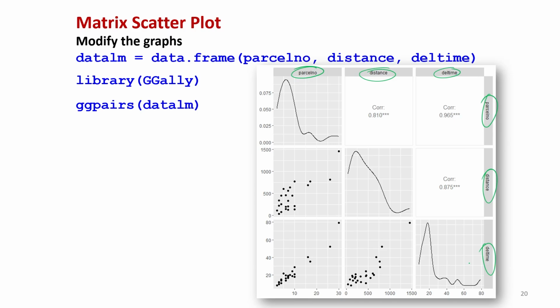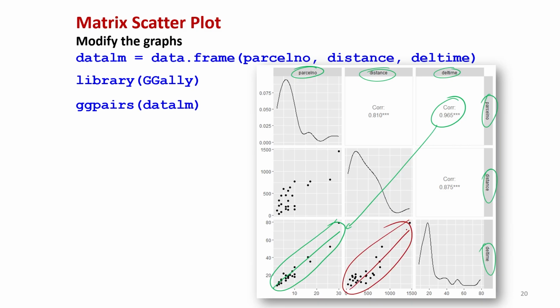If you try to see the relationship between delivery time and number of parcel, you can see over here it shows a linear trend, and the corresponding correlation is also 0.965, right. And similarly, if you look into the graphic of delivery time and the distance, you can see this is here like this one, and this correlation is 0.875.